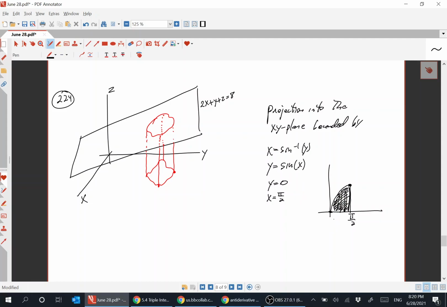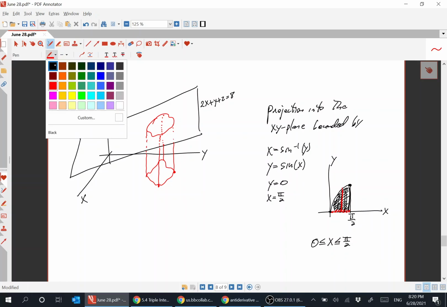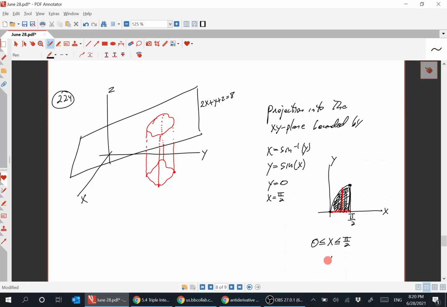So let's describe the region. First let's go with the x. x goes from 0 to pi over 2. And then y goes from where to where? Where does y go from, in terms of x?